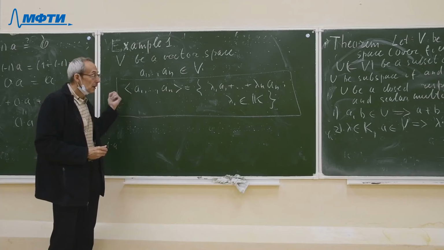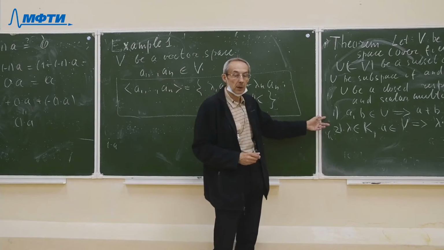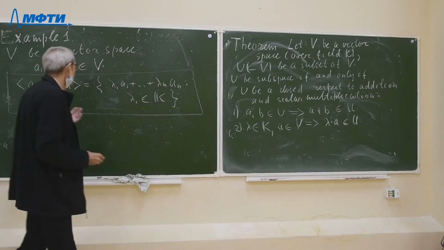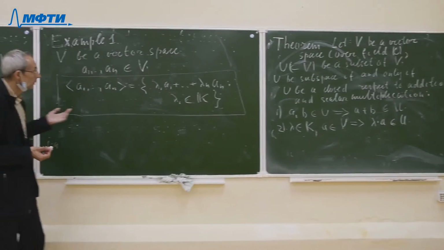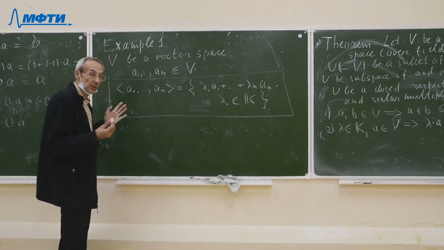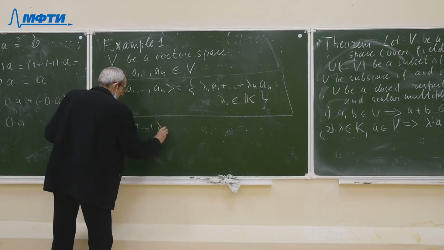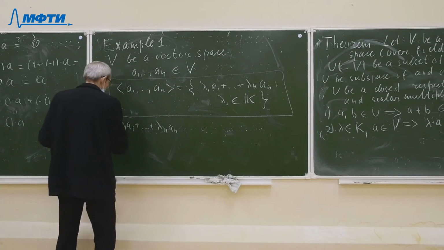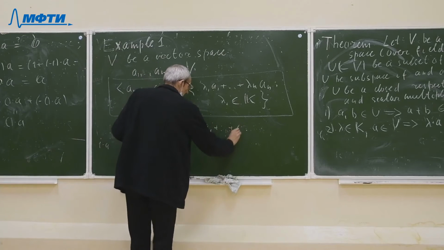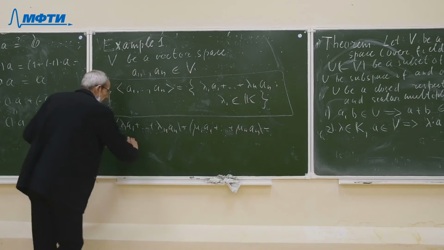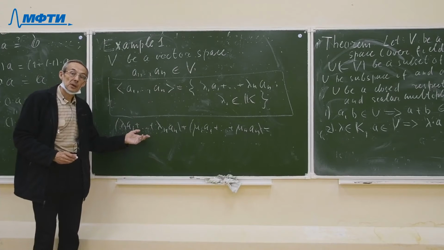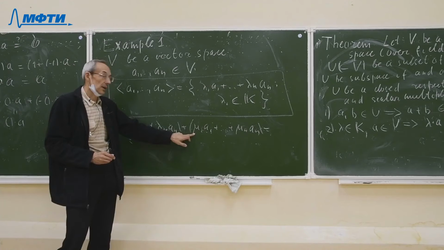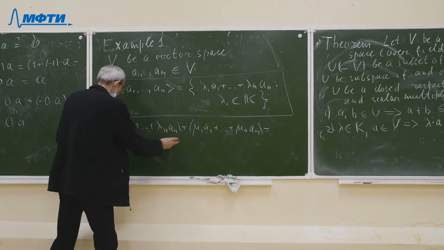How to check this fact? We must check two assertions. First, it is easy to see that if we have two elements of this set, namely two linear combinations, the first of them lambda 1 A1 plus and so on lambda n An, and the second, then the sum of such expressions is also some linear combination. Using the axioms, we can permute these elements in such a way, and we can group these elements.